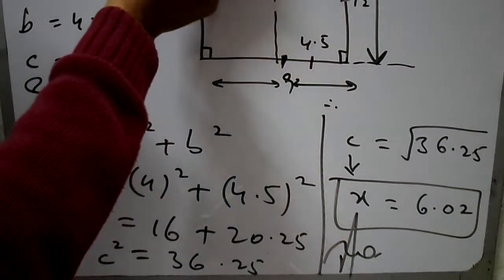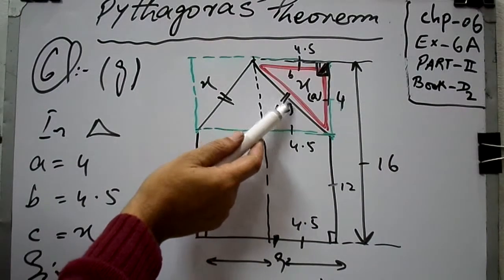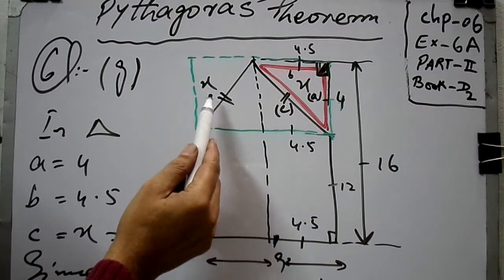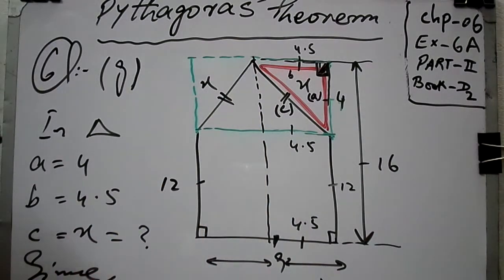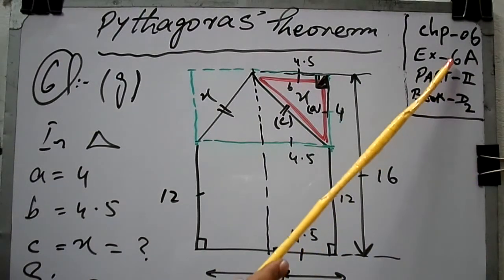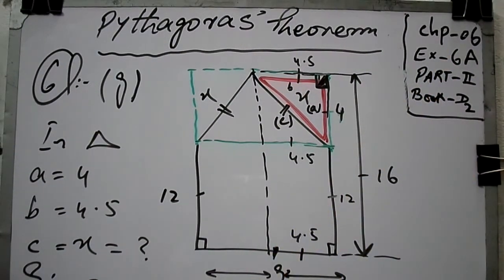So this portion is also 6.02 and that one is also 6.02. By the grace of God we have completed part number 2 of exercise 6A. So thanks a lot. Thank you for watching.